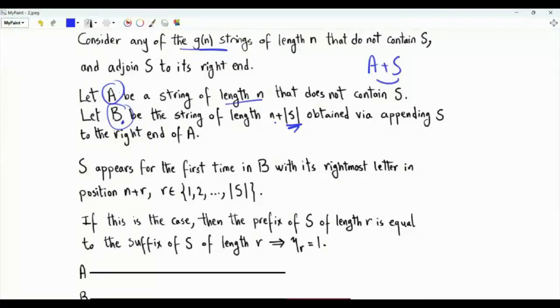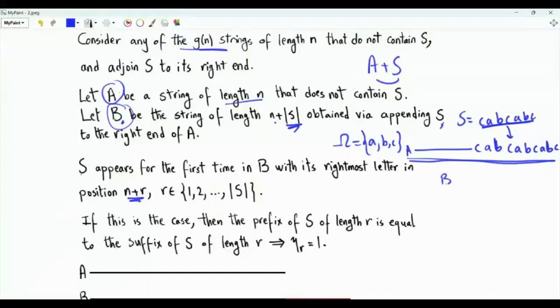But where is the first appearance of S within the string B? Because of the structure of the string S, it may happen that S appears for the first time in B with its rightmost letter in position n plus r, where r is 1 or 2 all the way to the length of string S. For instance, consider omega to be the three letters A, B, and C. Suppose that string A ends in CAB. Suppose that S is our friend from the previous page, the string CABCABC. If you attach this to the string A, you will get those letters here. This whole thing is string B. The first occurrence of string S within string B is here.